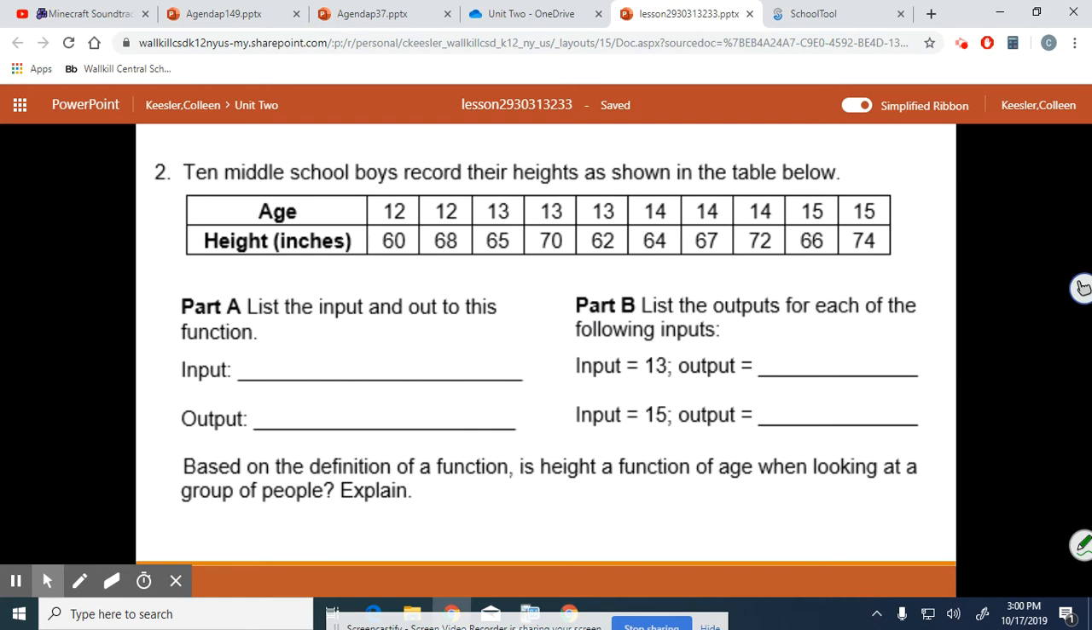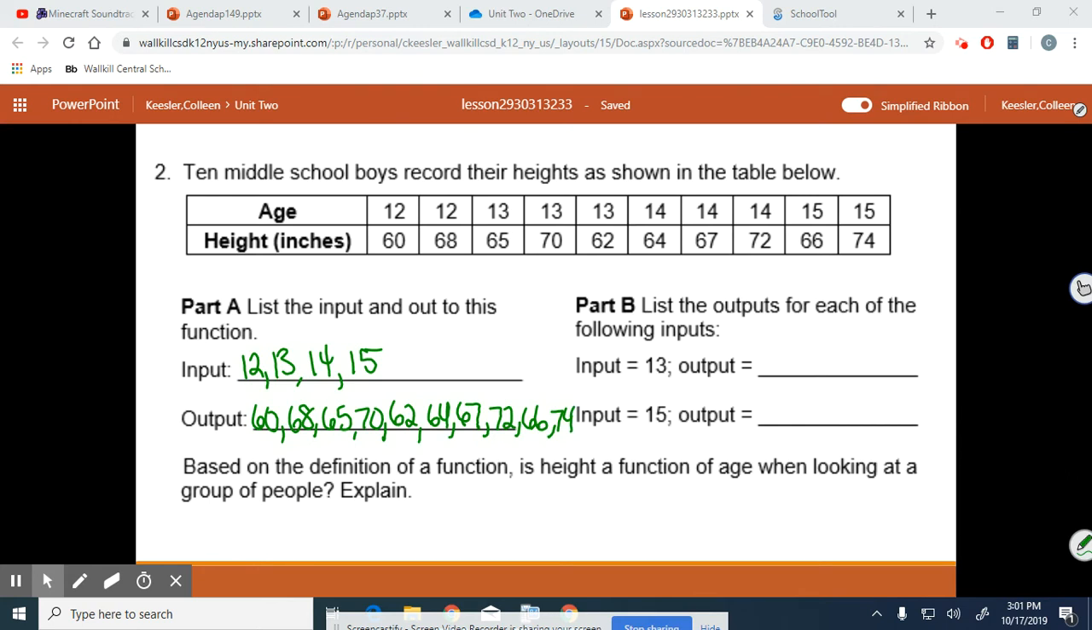Number two, 10 middle school boys record their heights as shown in the table below. So we have their age, 12, 12, 13, 13, 13, 14, 14, 14, 15, 15, and then their height in inches, a whole bunch of different numbers. Part A, list the input and output to this function. So our input, we have 12, shows up more than once, 13 shows up more than once, 14 shows up more than once, and 15 shows up more than once. Then our height, we have 60, 68, 65, 70, 62, 64, 67, 72, 66, nothing's repeated yet, and 74. Okay, so I had to list them all because there are no repeats.